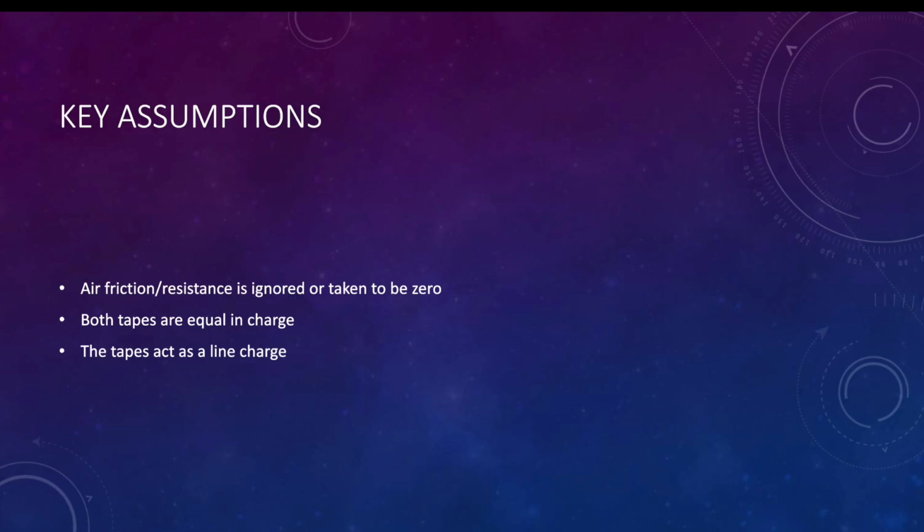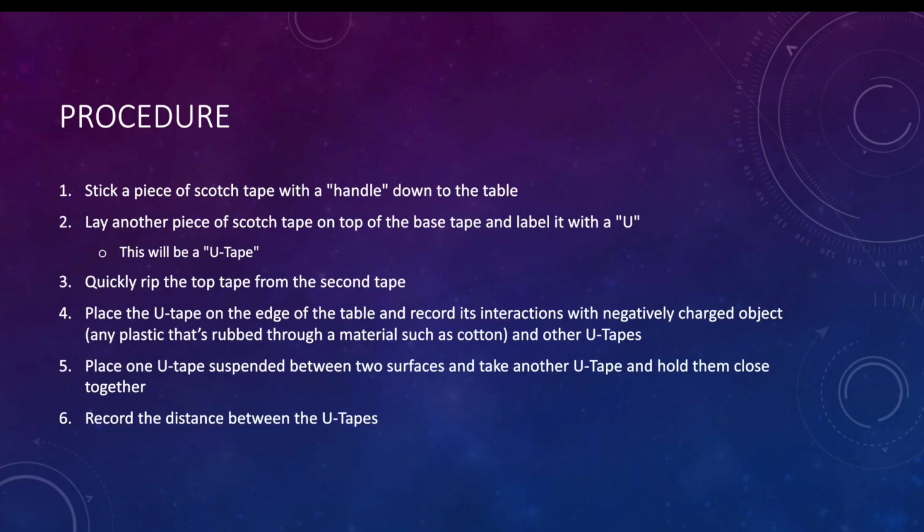The key assumptions, again: air friction or resistance is ignored and taken to be 0. Both tapes are equally charged, and the tapes act as a line charge in this model rather than a point charge like in Lab 1.